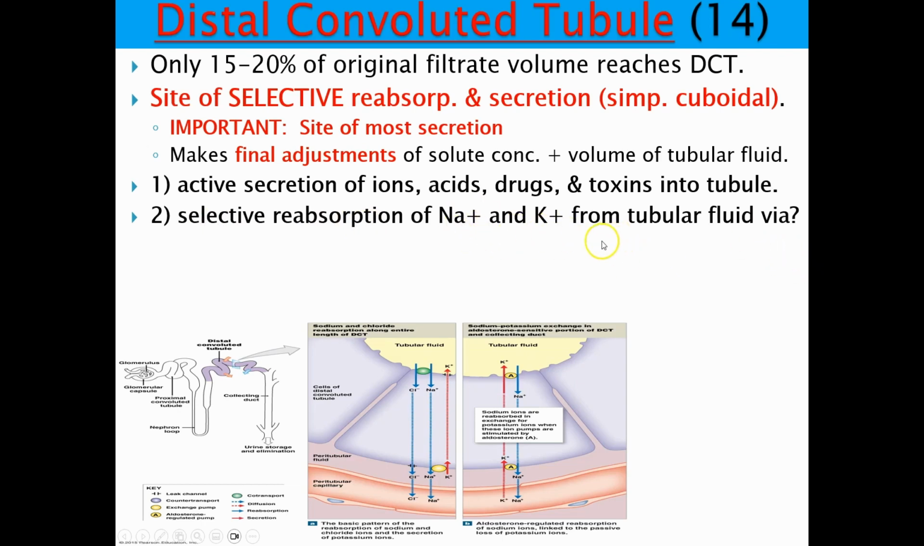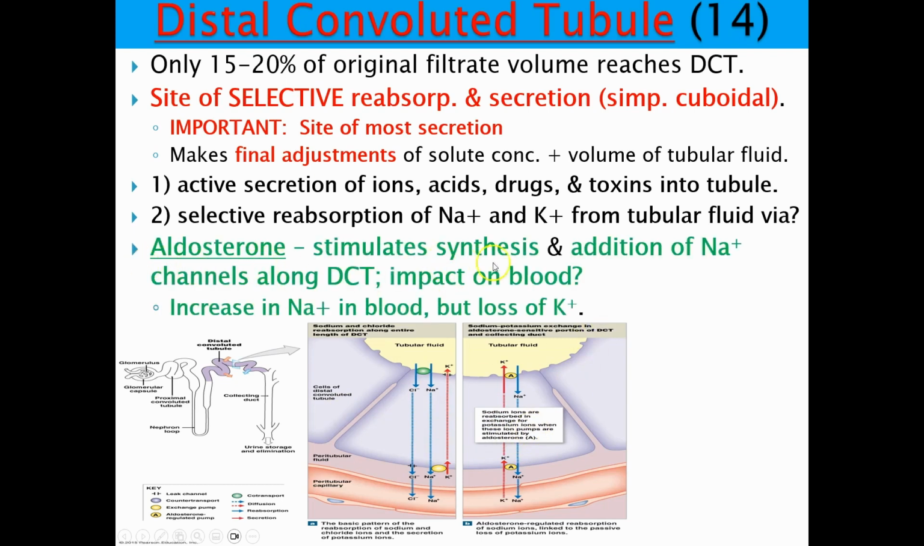What was the main hormone that we focused on where we talked about exchange of sodium and potassium? And again, at this point, it's one of the main blood pressure hormones. We've talked a lot about it, and if you're still struggling with this, you should be looking around at the figures, and if you notice, there, of course, is aldosterone. So notice aldosterone stimulates the synthesis and the addition of sodium channels along the DCT, and that's important to note.